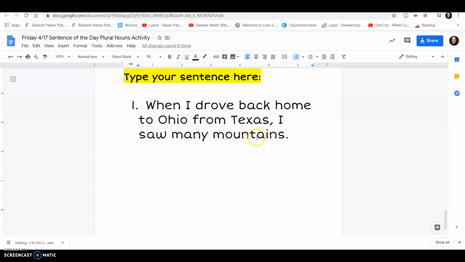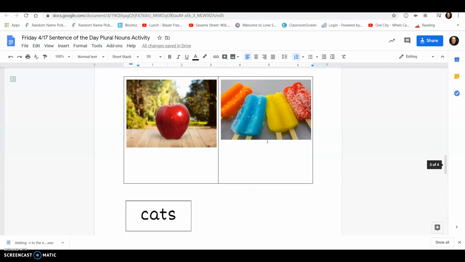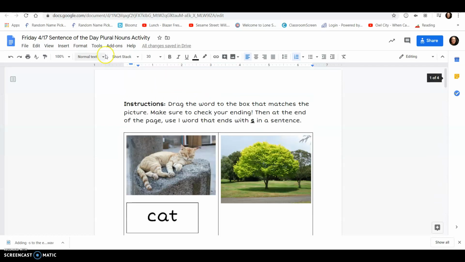See how I use the word mountains with an S at the end, which means that I saw more than one mountain when I was driving back to Ohio. So this is your sentence for today. Go ahead and complete it, and I hope that you guys enjoy it.